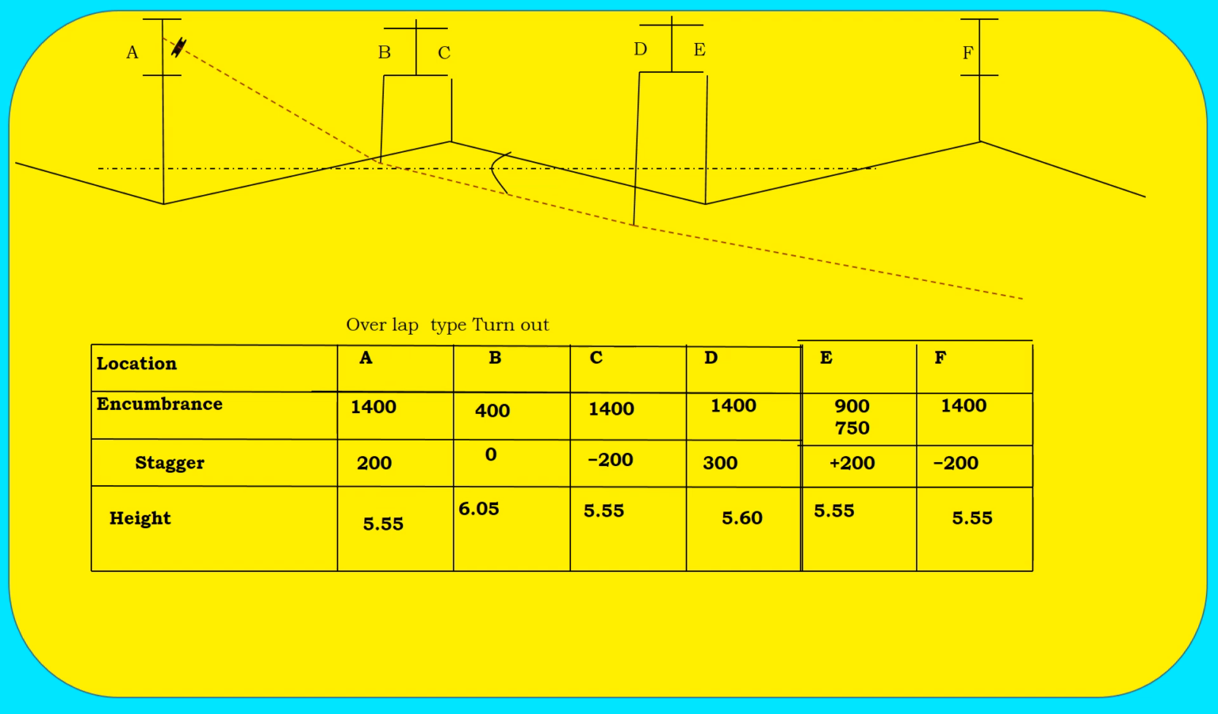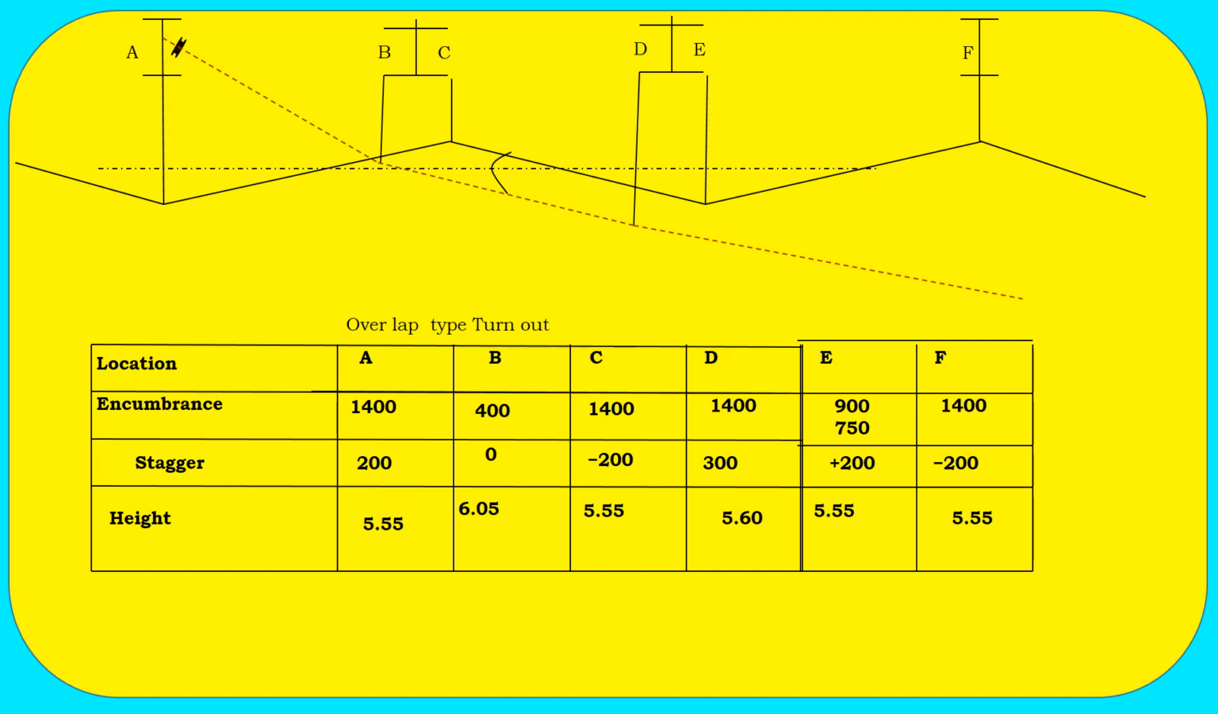And C is normal. But the new OHE at B point will be in the center of the track, just like an overlap. Center of the track, so stagger is 0. Next, C. Here it is normal: 1400 minus 200 and 5.55 or 5.60. No problem. Next is D.